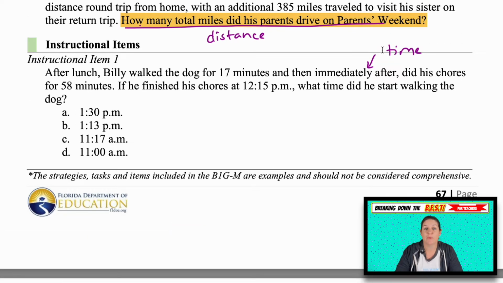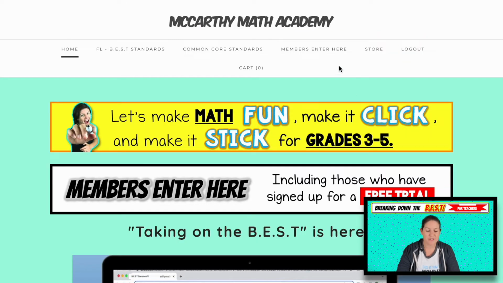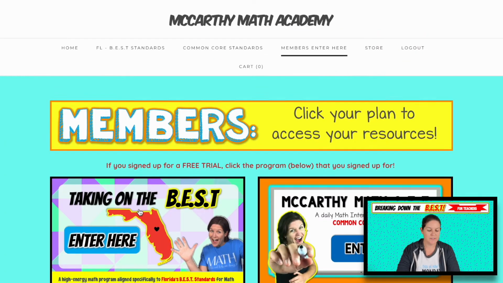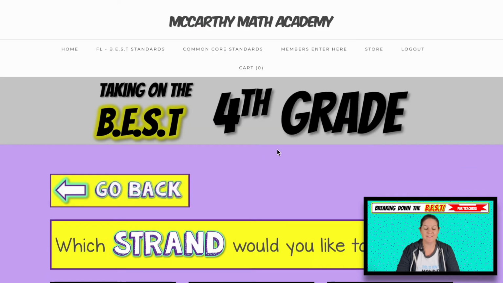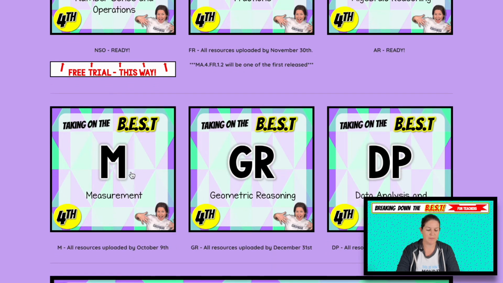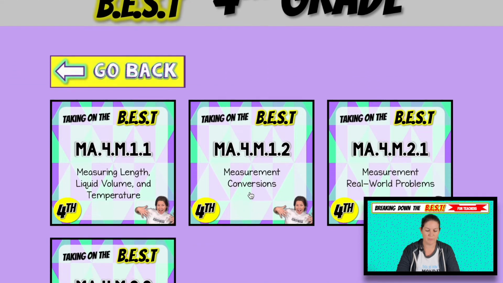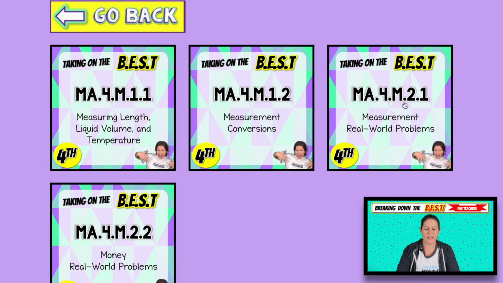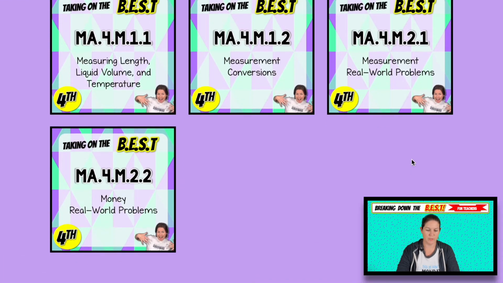Let's go ahead and take a look at what you have access to with your membership. So here we are on the home page. You just click Members Enter here, select Taking on the Best, then click on 4th grade. We're going to scroll down to the M strand for measurement. And the one we're working on is 4.M.2.1, measurement real world problems.